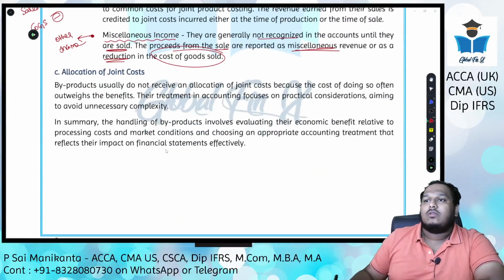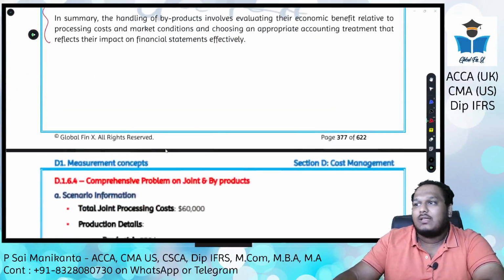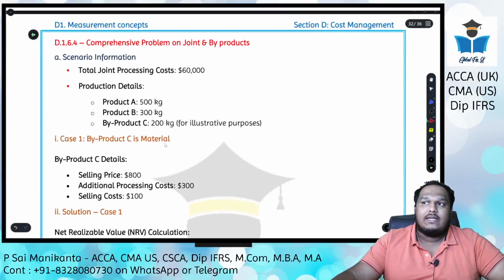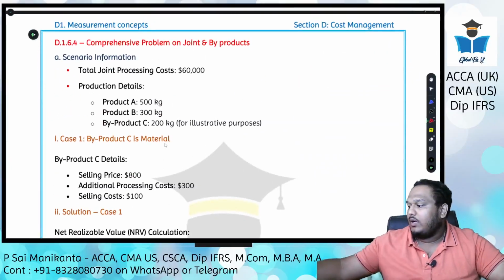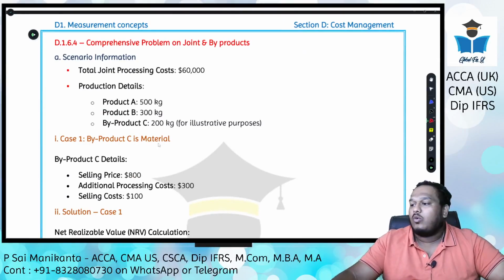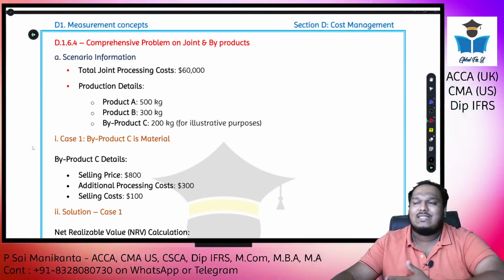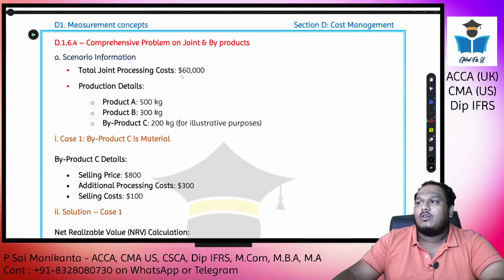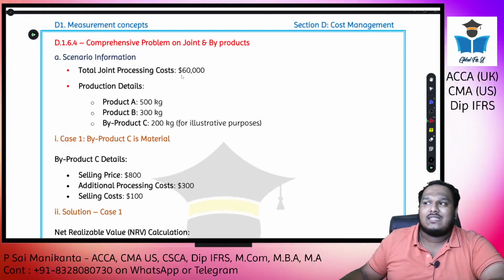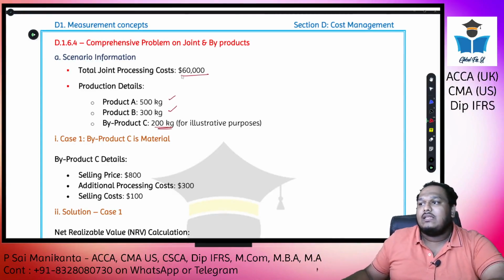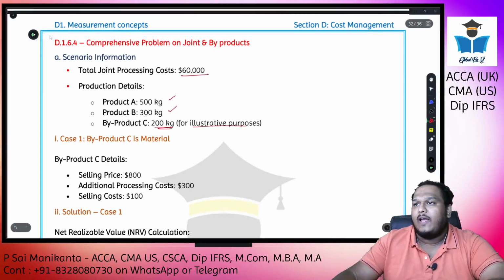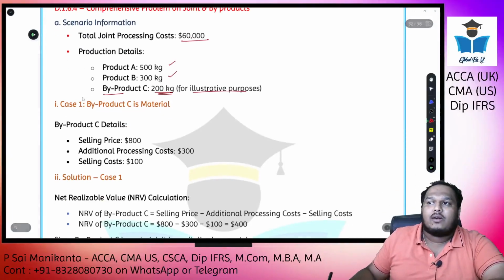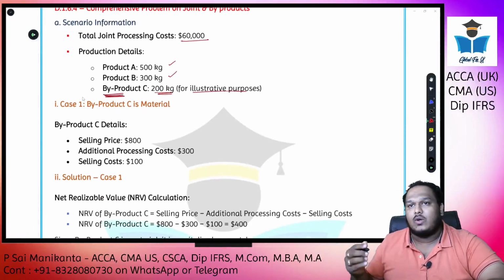Okay, so this is all summary, so I'll ignore that. Now look at the comprehensive problem. I think we'll do it directly here. I don't want to do it on a spreadsheet again because it's the same logic. So you can see there is a joint total processing cost of 60,000. We have product A 500 kgs, product B 300 kgs and product C 200 kgs, and this is for illustrative purposes. Okay, this is a byproduct. Now please be careful. Byproduct C is 200 kgs.